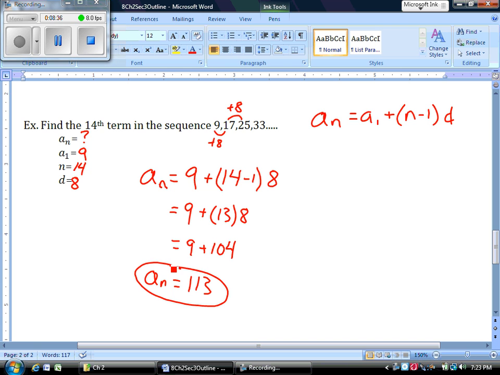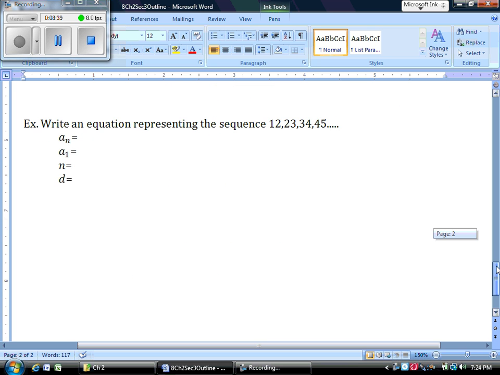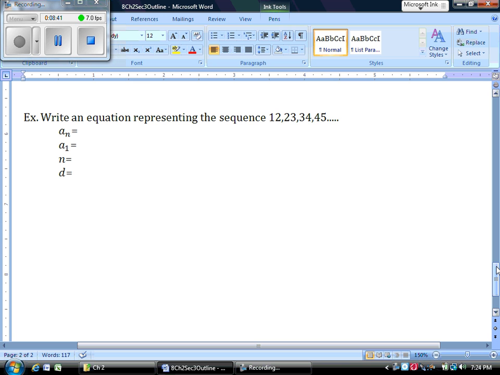Okay? And our last example, very, very similar, but this time they don't want us to tell the exact term in a sequence. We just want to find an equation that represents the sequence that would help us find the exact term. Okay? So in this case, we still don't know a sub n. A sub 1 we know is 12. We don't have an nth term, so we don't know that. And d, let's take a look at our common difference. Well, this goes up 11, this goes up 11, this goes up 11. So d is going to be 11.